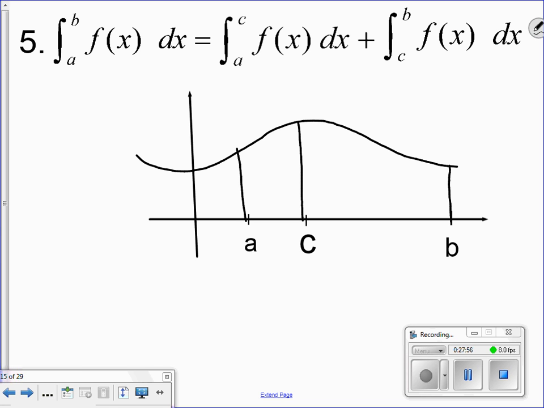So what you're allowed to do is you can always break up a definite integral anywhere you want. And c doesn't even have to be between a and b. Now you might think, so? I'm going to ignore this part of the lesson. All right, well, if you look on your homework, look at number 16 for a minute.